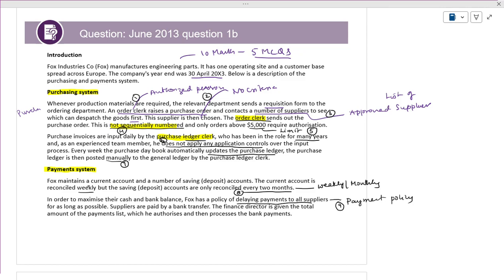The finance director is given the total amount of the payment list, which he authorizes and then processes. They have given only the list, the payment list, no supporting documents. Okay, we have to give all supporting documents. What are the supporting documents? The purchase order, the goods received note, and the sales invoices. This is how many? 10 are there.